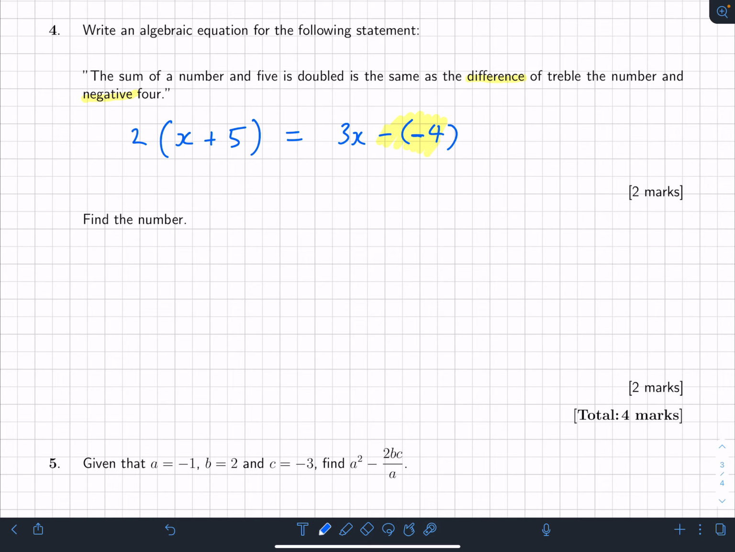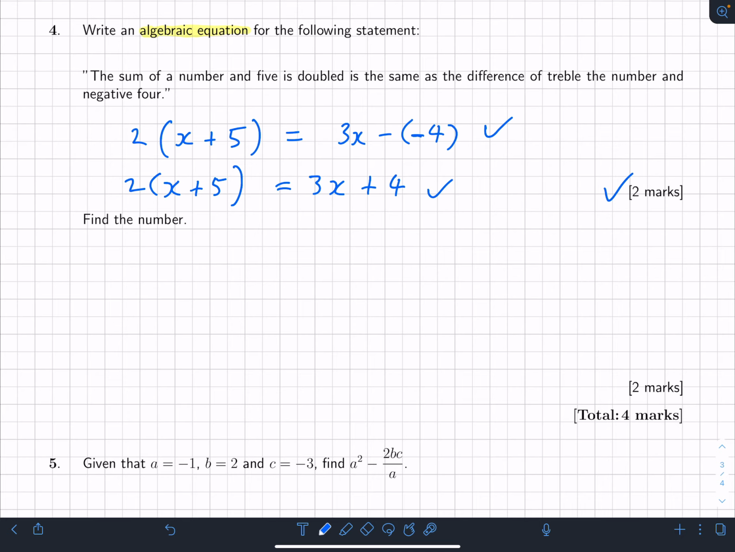Okay, let's now simplify a little bit. So we've got 2 times (x plus 5), and that equals 3x plus 4. Excellent. So we have actually written an algebraic equation. So we've solved that one. 2 marks: 1 for the answer, 1 for working out.